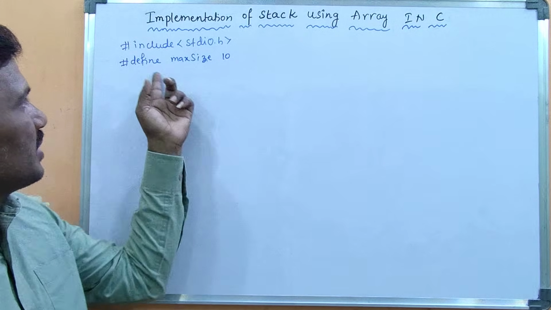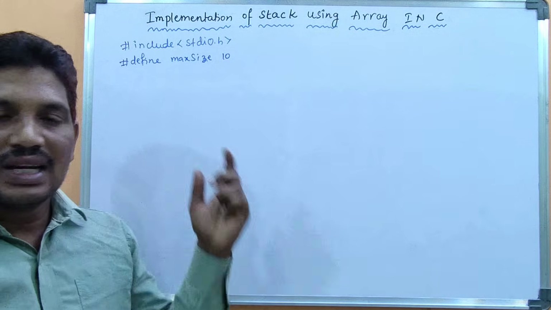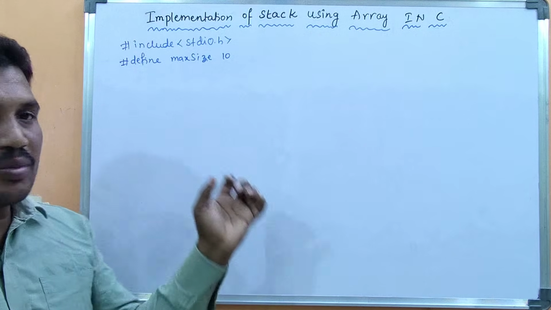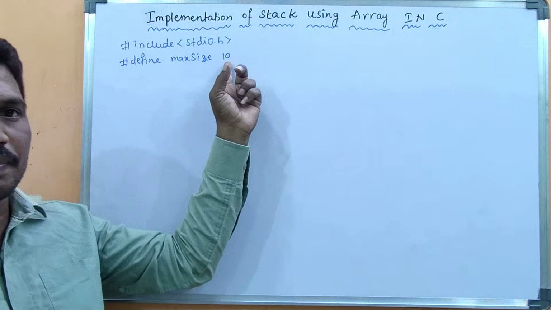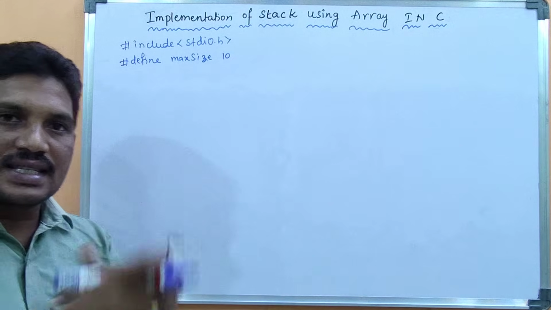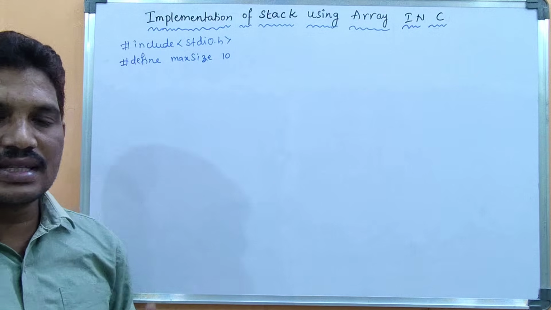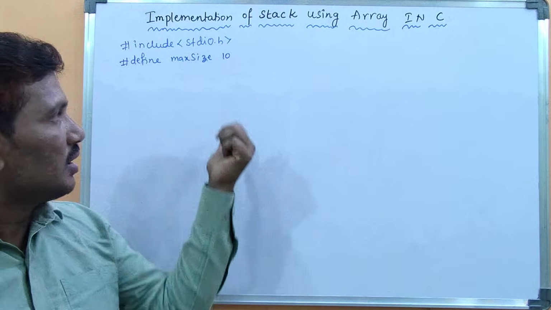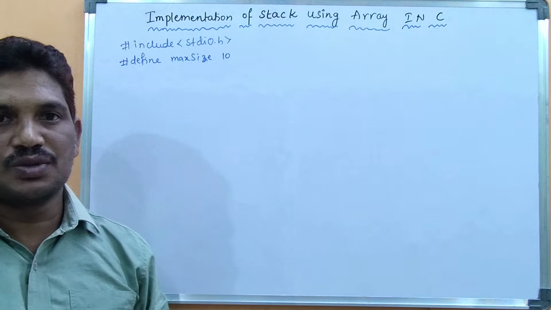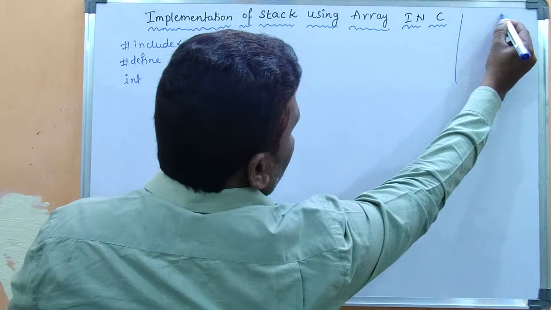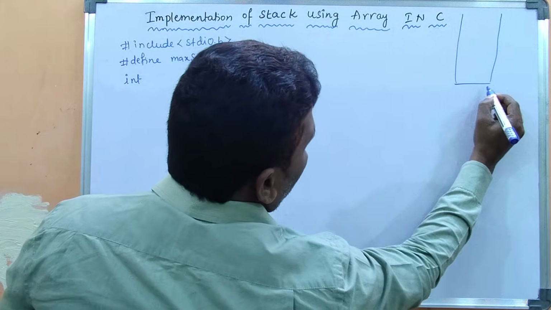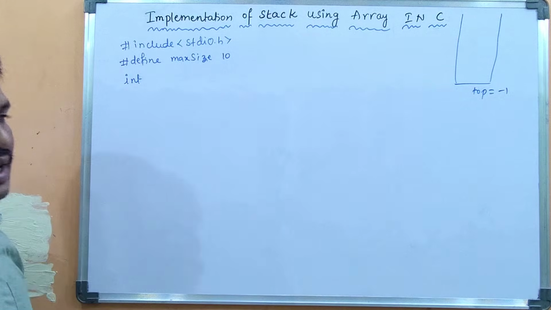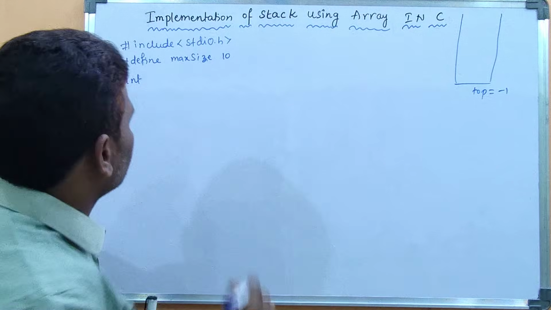What is the use of this statement? The define statement can be used to declare a constant in C programming. Our maximum elements are 10. If the maximum is exceeded, whenever you insert an extra element into the stack, it displays the message that the stack overflows. Initially the stack is empty, so the top value becomes -1. When top value is -1, the stack is empty.